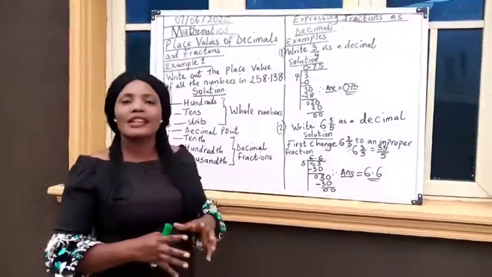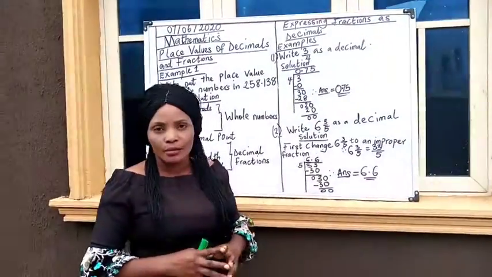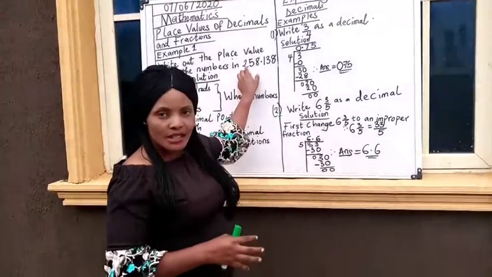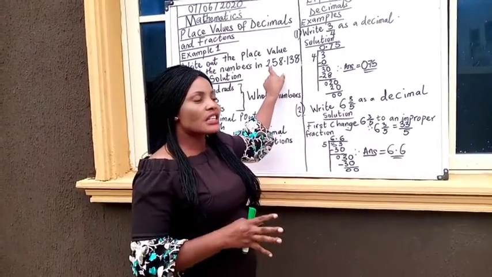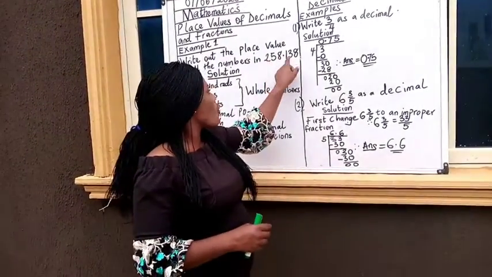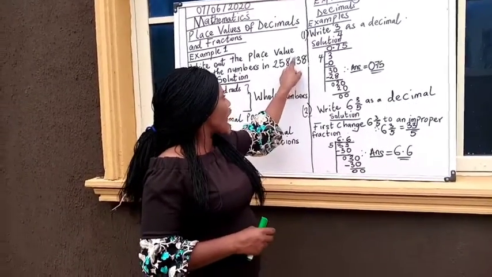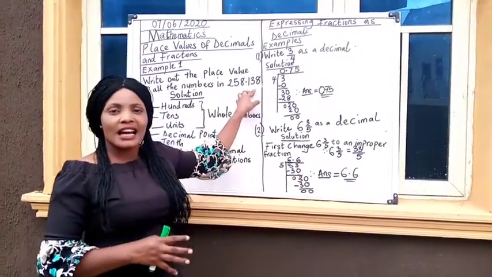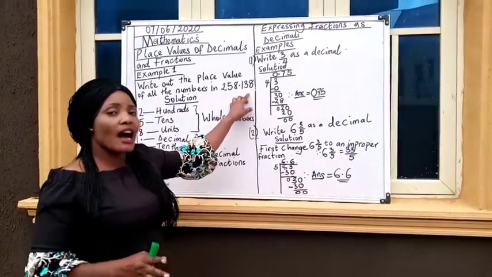Any numbers before the decimal point are called whole numbers. What did I call it? The numbers before the decimal point are called whole numbers. This is the decimal point, and the numbers after the decimal point are the decimal fractions. They are the fractions known as decimal fractions.